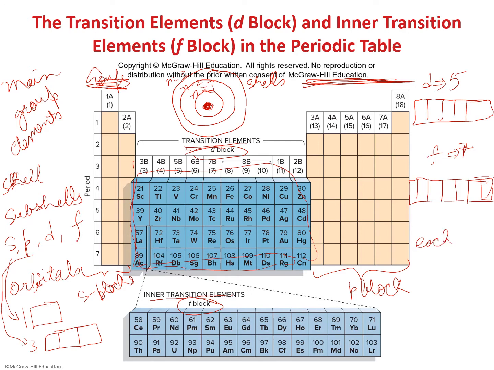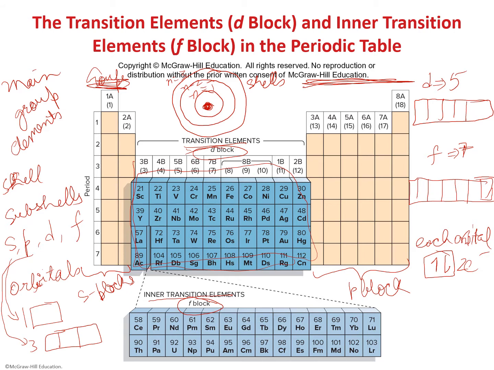So each orbital can maximum consist of 2 electrons, right? And those electrons are usually drawn in this form. Each of these electrons has a different spin, so they are drawn in opposite directions. So each of these arrows represents 1 electron. Each orbital can maximum consist of 2 electrons.